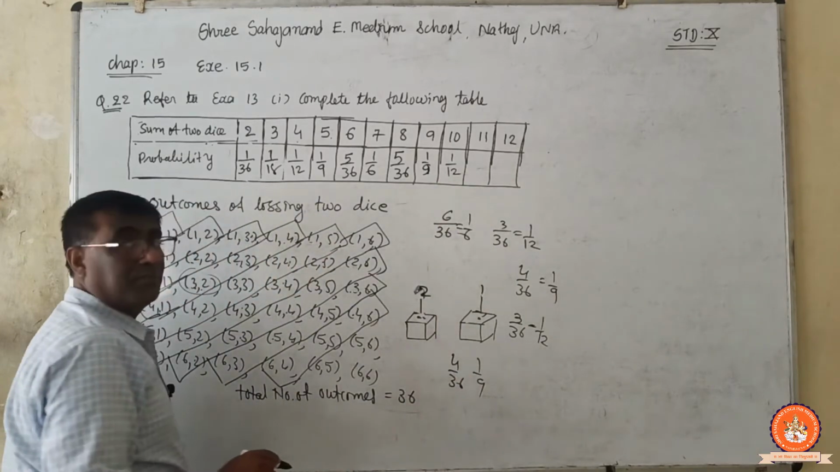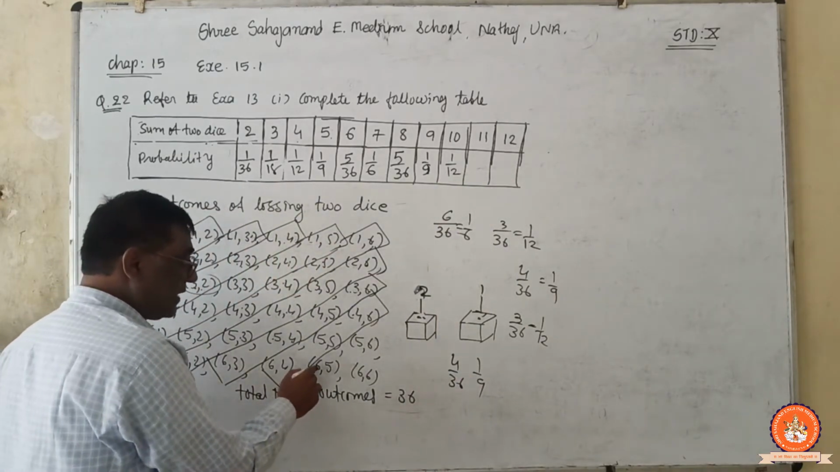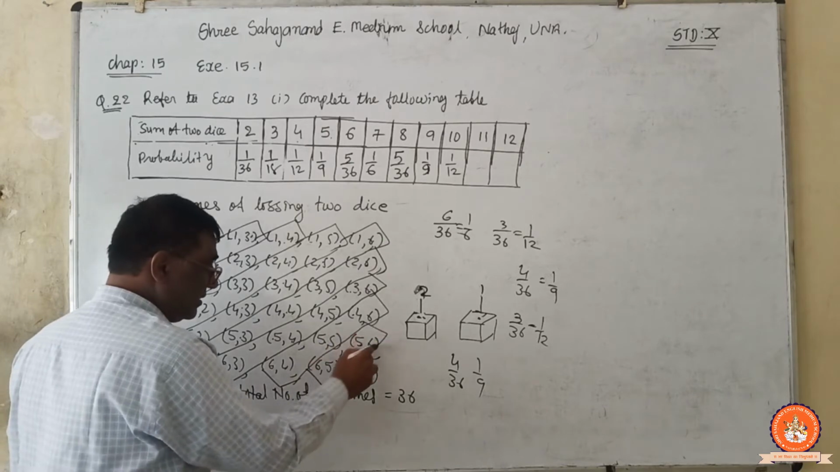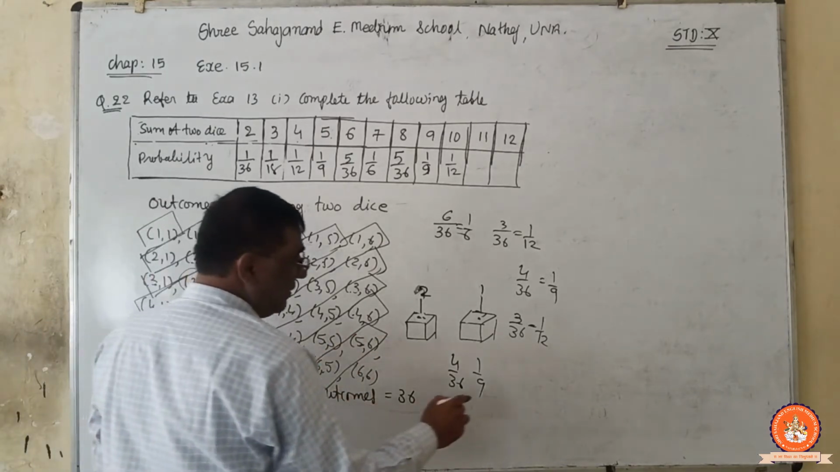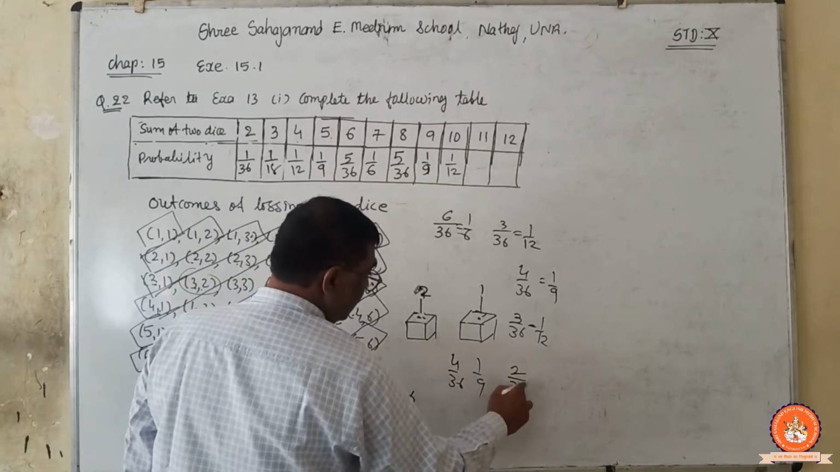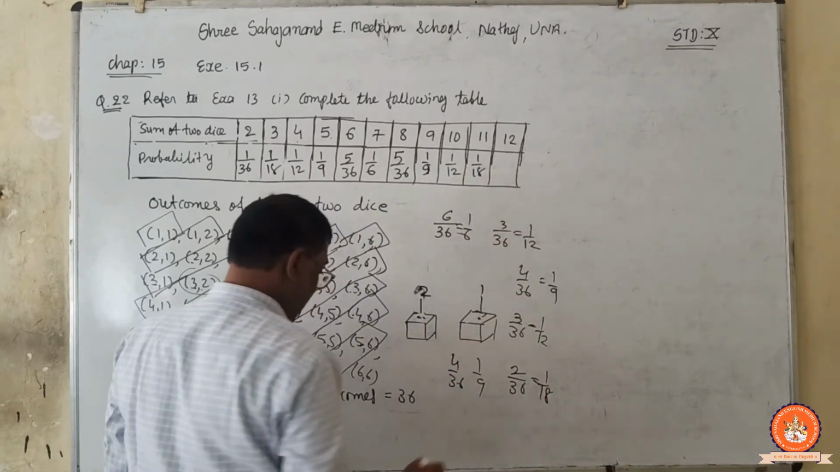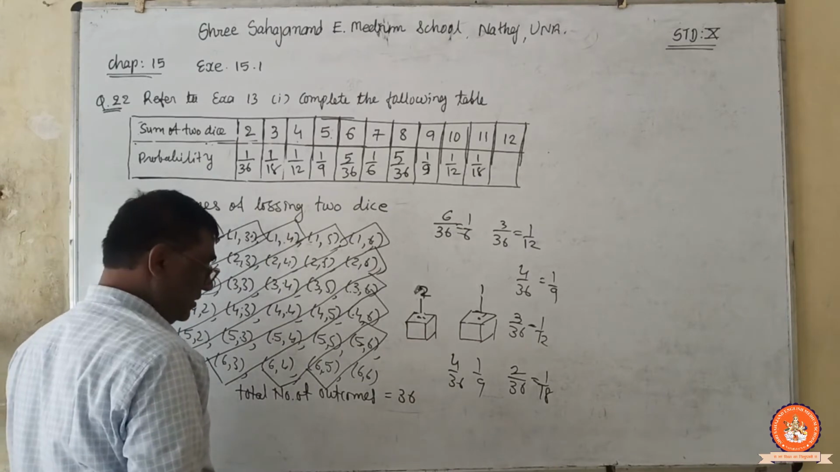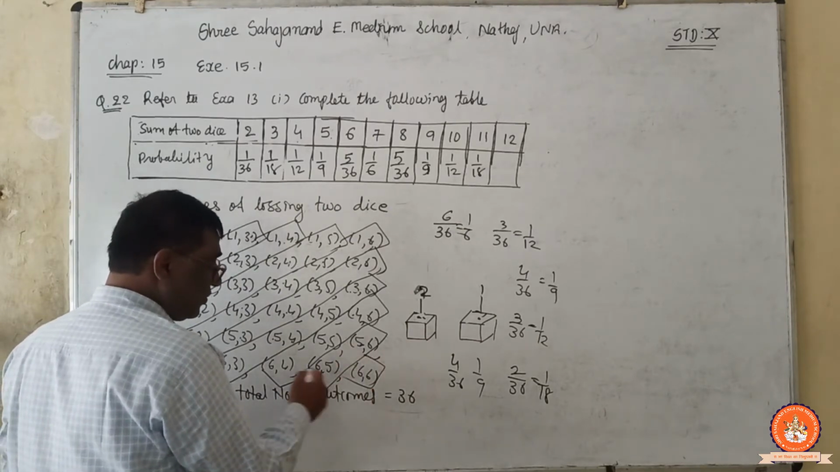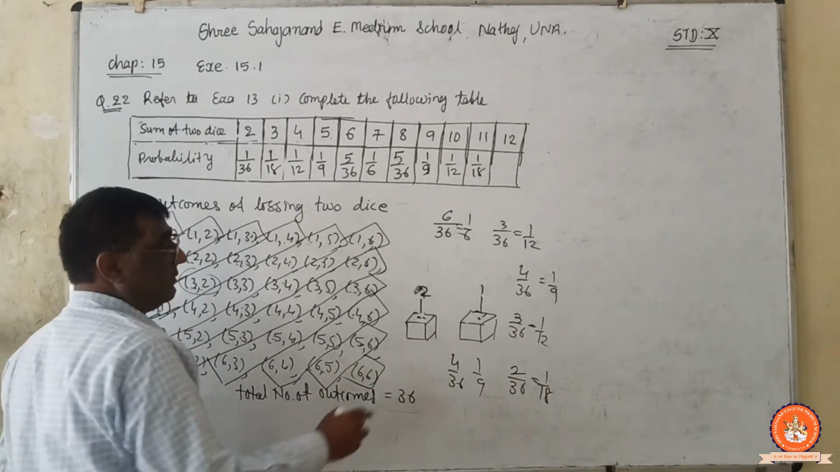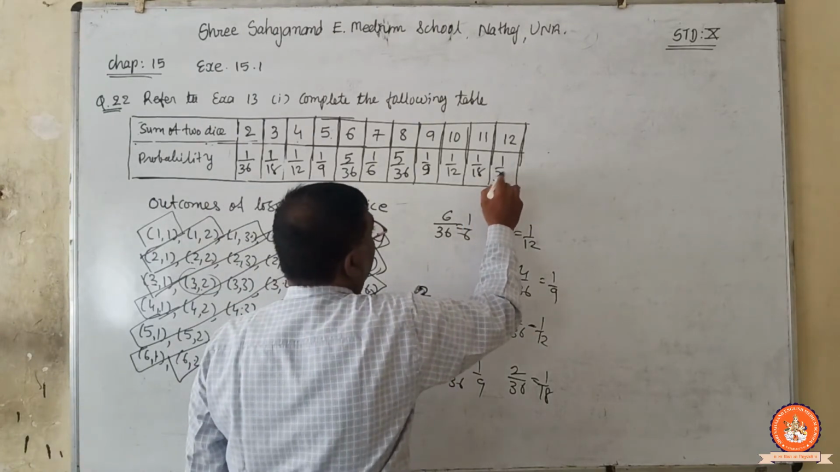Now the sum of two numbers is equal to 11. There are 6, 5 and 5, 6. Okay, 2 are favorable to it. So 2 upon 36, it's 1 upon 18. And getting the sum of two numbers equal to 12, only one outcome is favorable to it. It's 1 upon 36.